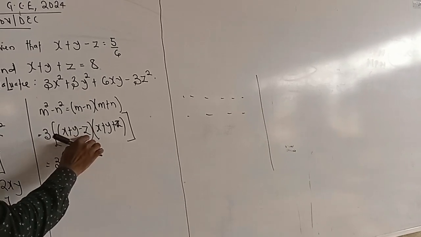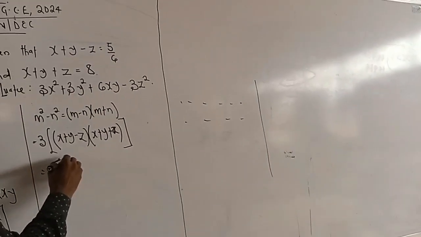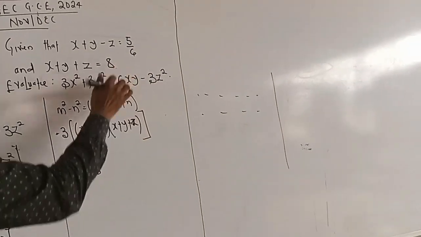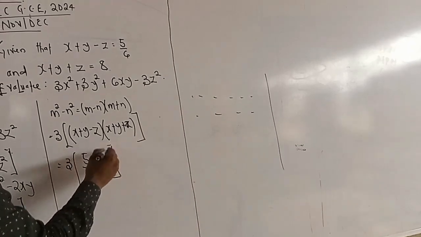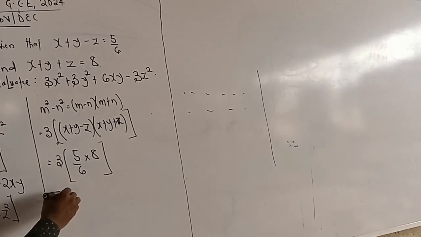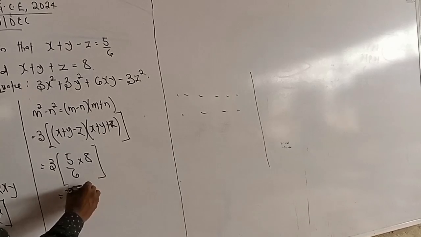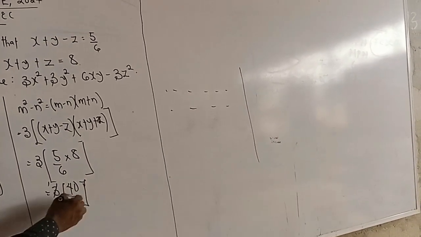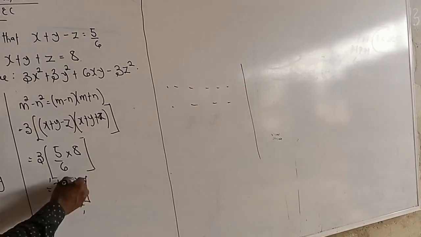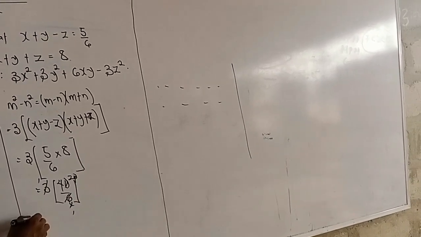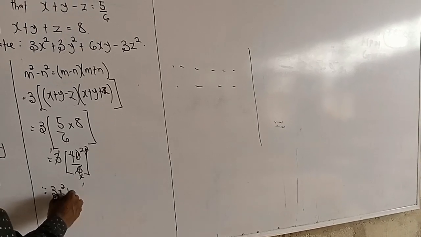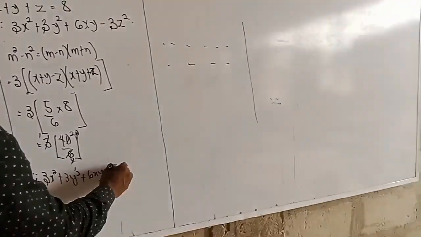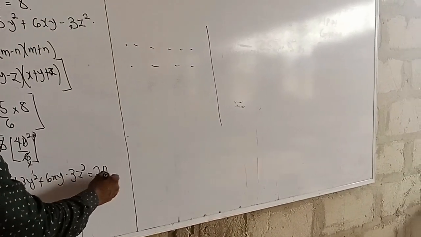We are left with 3 into 5 over 6 into 8. Now 3 times 5 over 6 times 8. So we can cancel out: 3 into 40 over 6. We can cancel 3 into 3 is 1, 3 into 6 is 2, then 2 into 40 is 20. Therefore, we have 3x squared plus 3y squared plus 6xy minus 3z squared equals 20. Thank you.